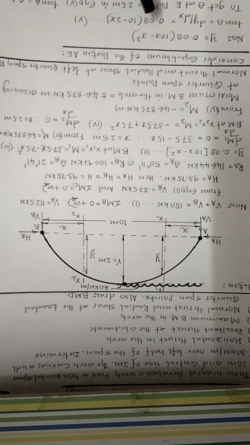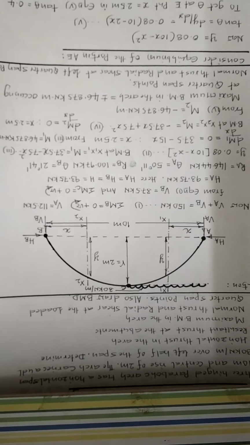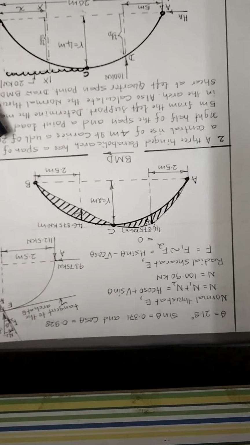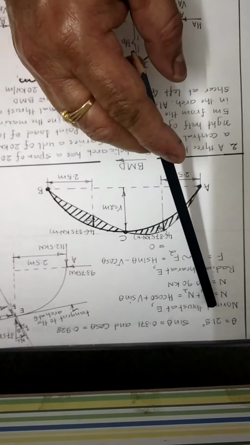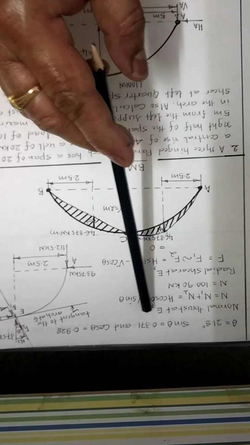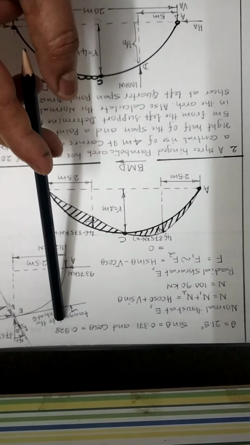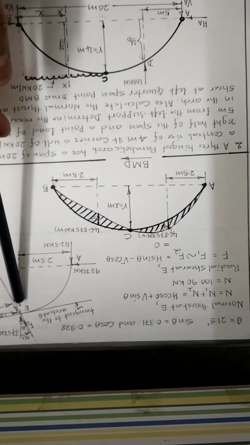Here, to calculate the value of theta, put x equal to 2.5 meter in equation 5. Solve that equation, calculate tan theta is equal to 0.4. After evaluating, the numerical value of theta is 21.8 degree. After knowing theta, calculate sin theta equal to 0.371 and evaluate cos theta equal to 0.928.